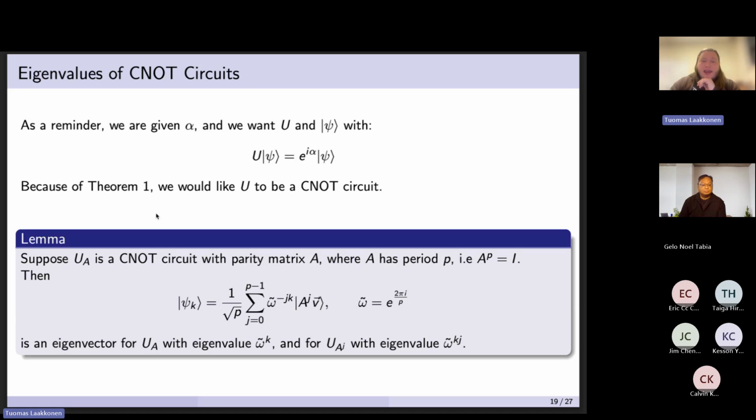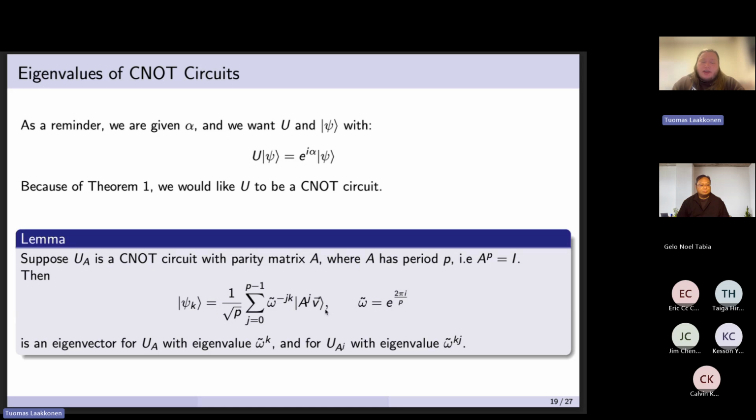You can characterize all of the eigenvectors of CNOT circuits. So if I have a CNOT circuit U_A with parity matrix A, then the eigenvectors depend on the period of A. So if A to the P is the identity, then P is the period, the smallest integer where this is true. And because we're working with binary matrices, or parity matrices, which are binary matrices, then you always have a finite period, which is not the case if you had integer matrices, right? But if you know the period of A, which is something you can calculate, then you can write down explicitly these eigenvectors psi_k.